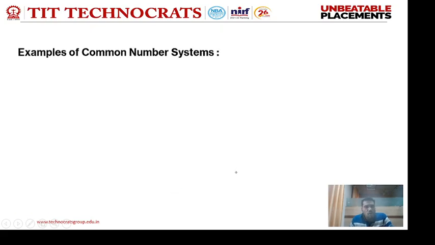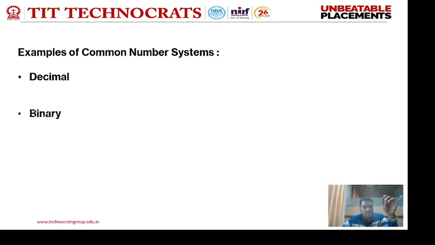Some number systems are commonly used in general life worldwide. One is the decimal number system. The decimal number system is the most widely used in the world. Its total number of digits is 10: 0, 1, 2, 3, 4, 5, 6, 7, 8, and 9. This is called the decimal number system. Generally, India mostly uses the decimal number system.